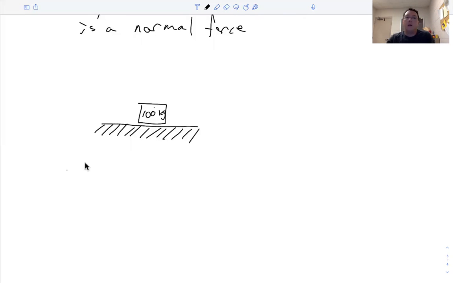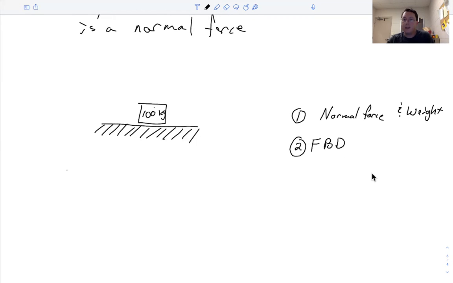How would you do that? We'll go through our process. Step 1, find the forces. Well, there's a normal force and weight. Those are the only two relevant forces in this problem. Step 2, draw a free body diagram. Okay. So here's my mass. I have a weight going down, and I have a normal force going up.